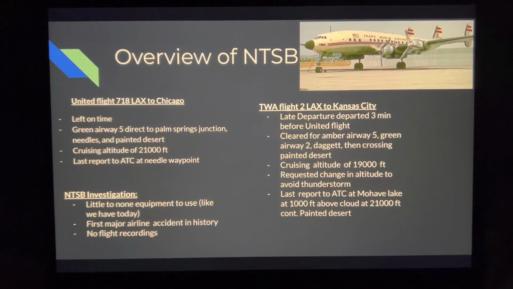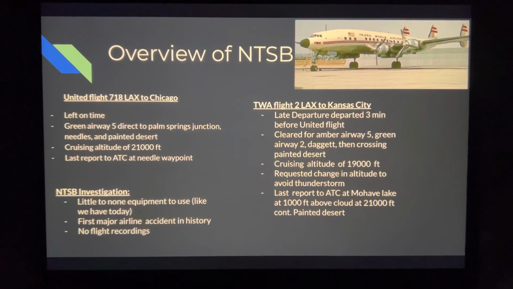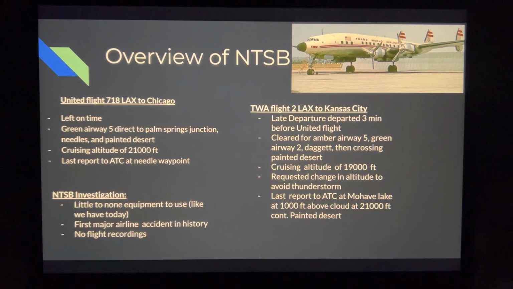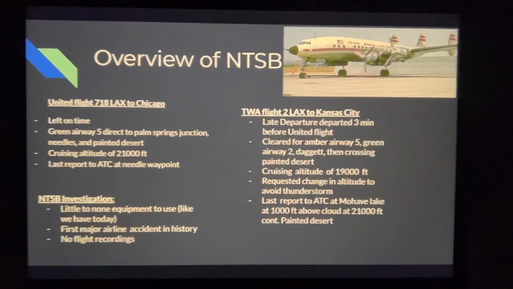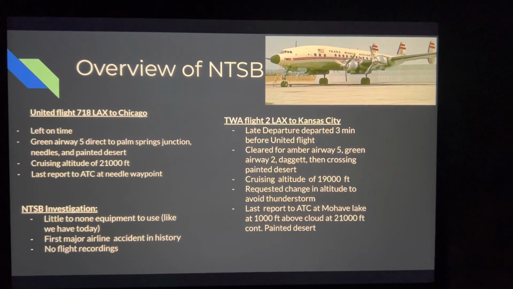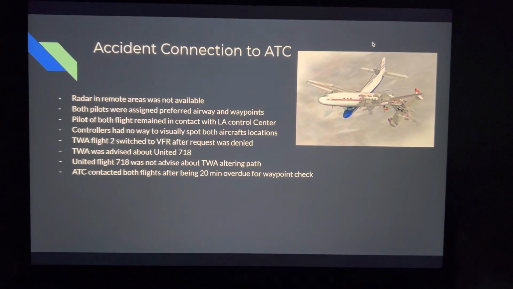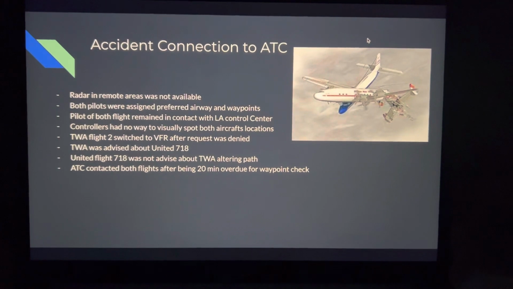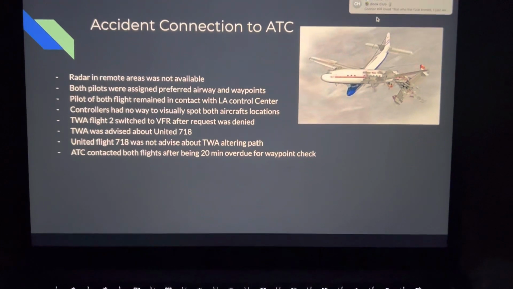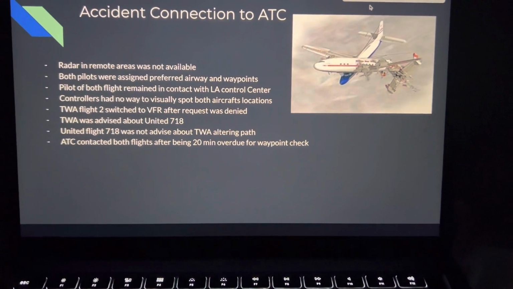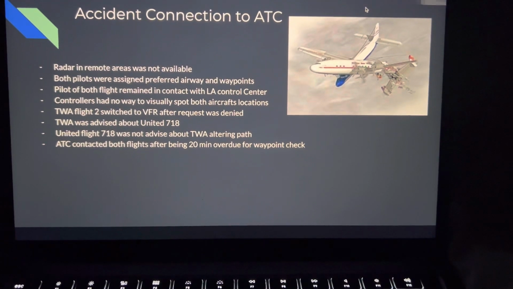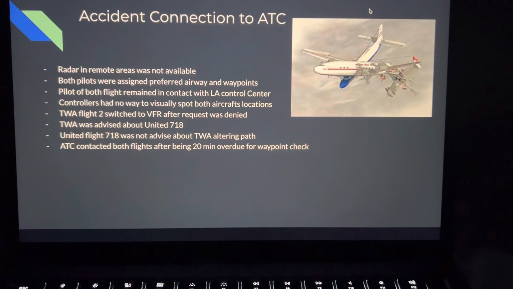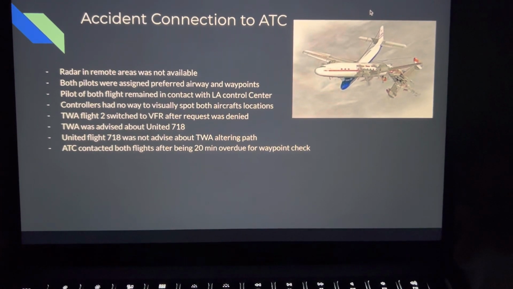The NTSB investigation had little to no equipment to use like we have today. It was the first major airline accident in history, and there were no flight recordings to review either. So the accident connection to ATC: radar in remote areas was not available. Both pilots were assigned preferred airways and waypoints. Pilots of both flights remained in contact with LA Control Center. Controllers had no way to visually spot both aircraft locations.